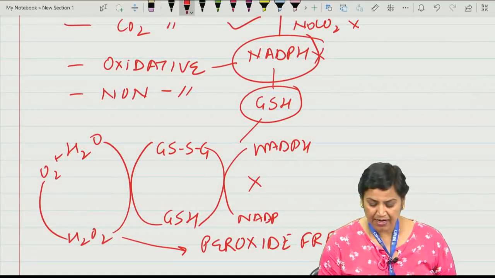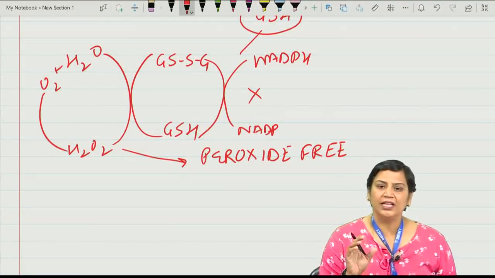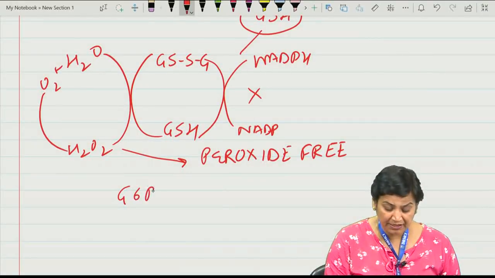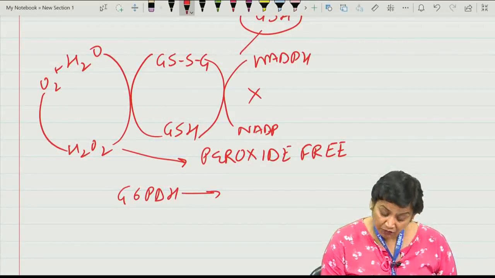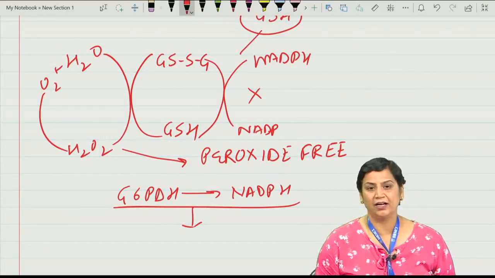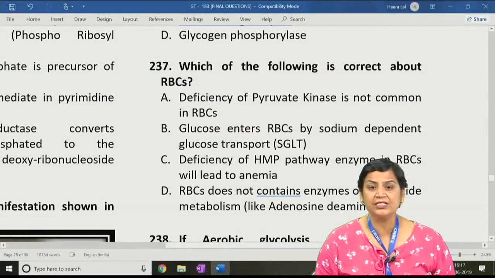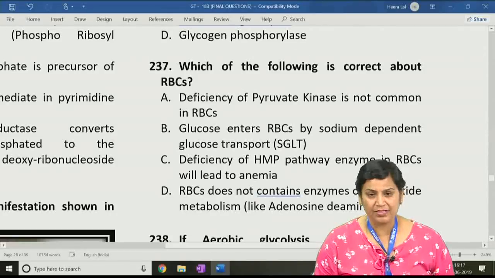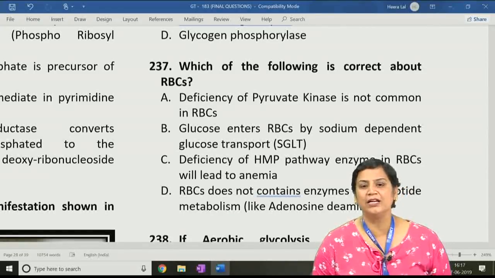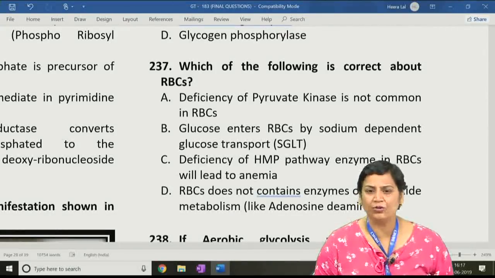Free radicals, and all of you know, free radicals are in search of an electron. Whenever they search for an electron, they immediately invade the membrane. And that is why deficiency of G6PDH, which is responsible for the synthesis of NADPH, leads to hemolytic anemia. So the answer to this question is, deficiency of HMP pathway enzymes in RBCs will lead to anemia. Excessive hemolysis will be there due to the release of the peroxide free radicals. And RBC does not contain the enzyme adenosine deaminase.